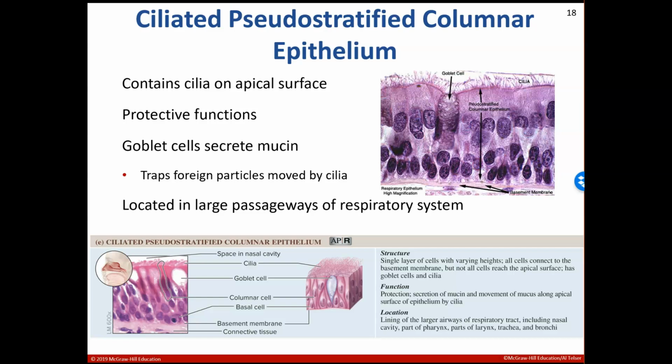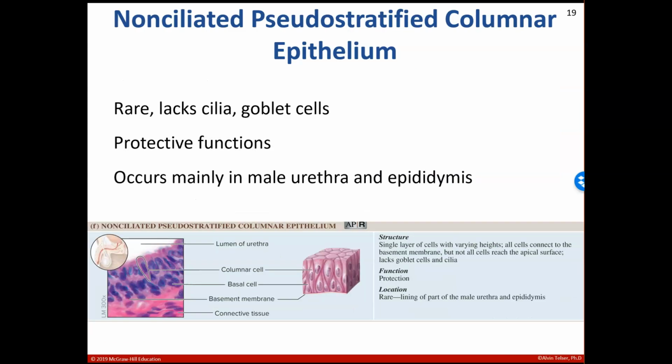So these goblet cells secrete mucin, and that mucus that forms is going to trap foreign particles on the cilia. And these epithelia are going to be located in large passageways of our respiratory system. In fact, they're found in so many parts of the respiratory system that this is also nicknamed the respiratory epithelium.